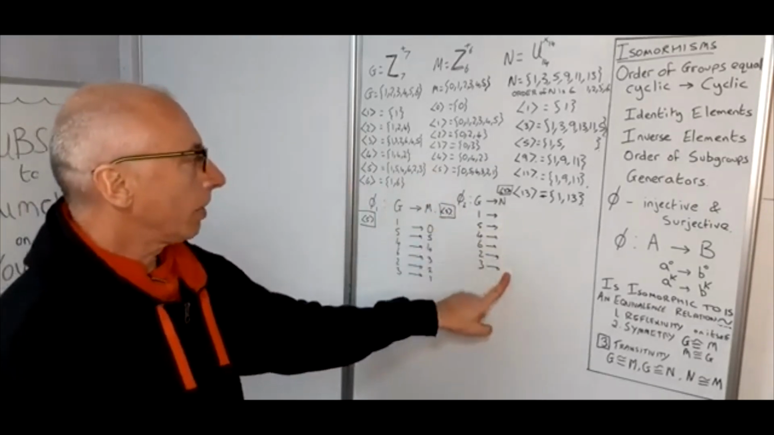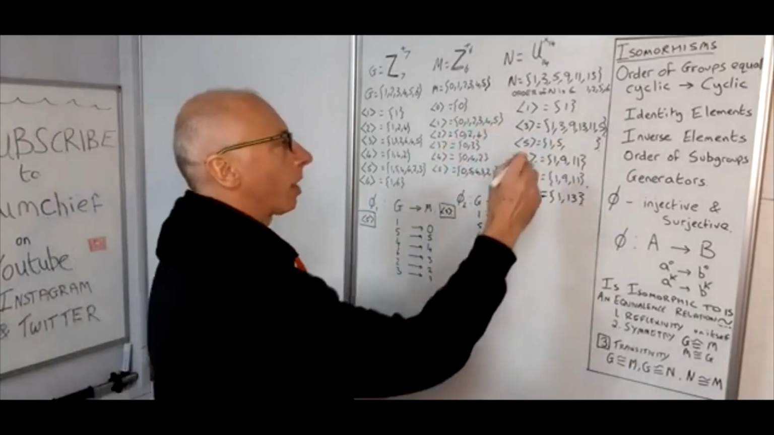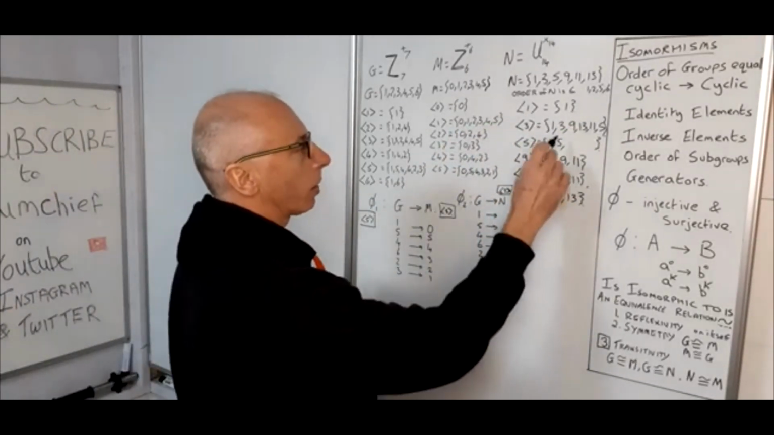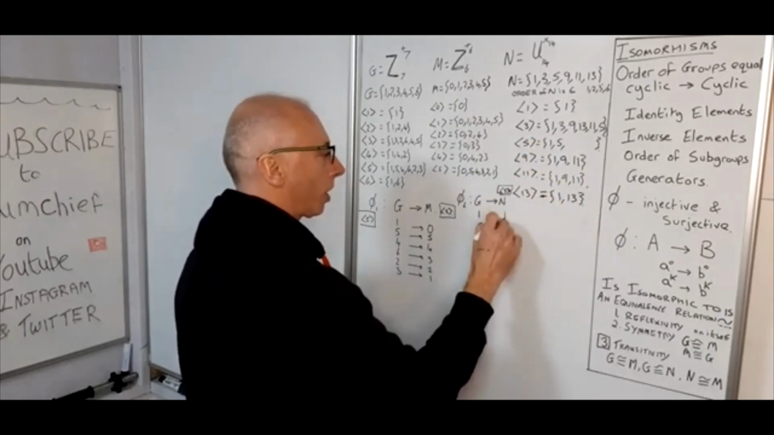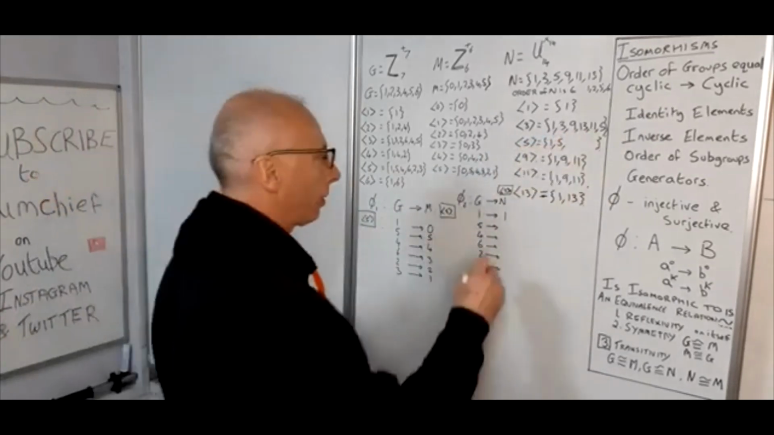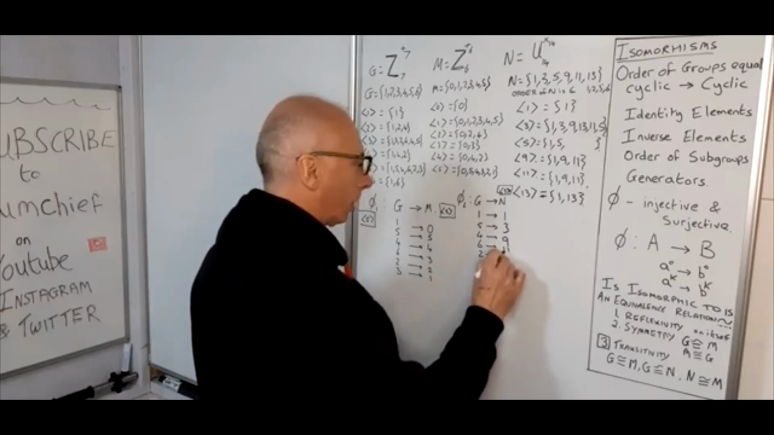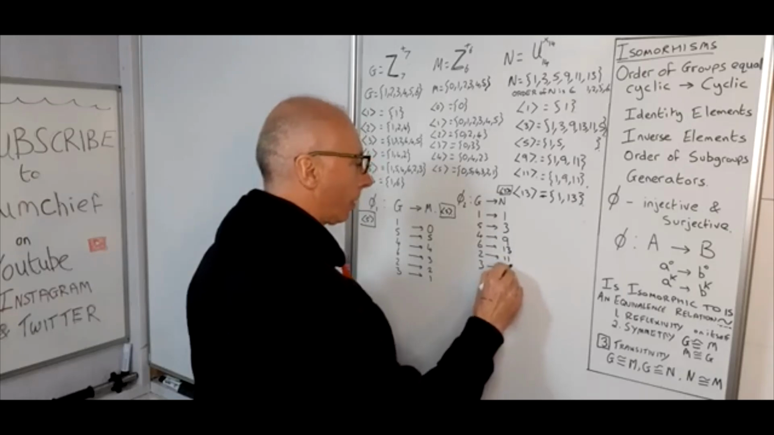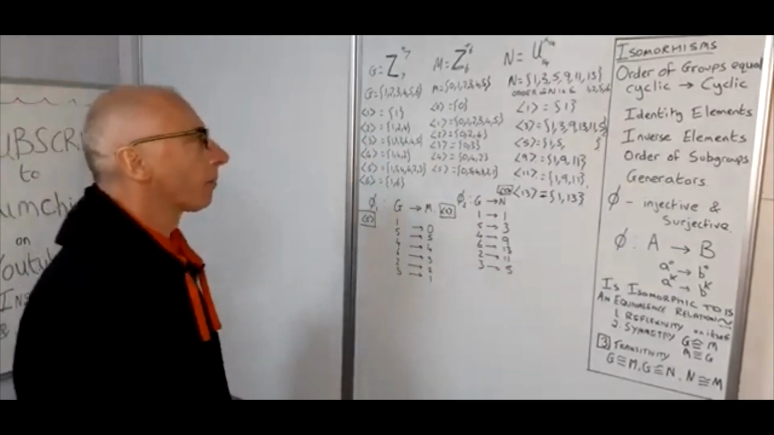We need to write these down in the same order that they're produced in the subset. So we couldn't write 9 second, we'd have to write 3 second. So now 1 is the first, so it's identity to identity, and then 3, 9, 13, 11, 5. So that's our isomorphism from G to N.